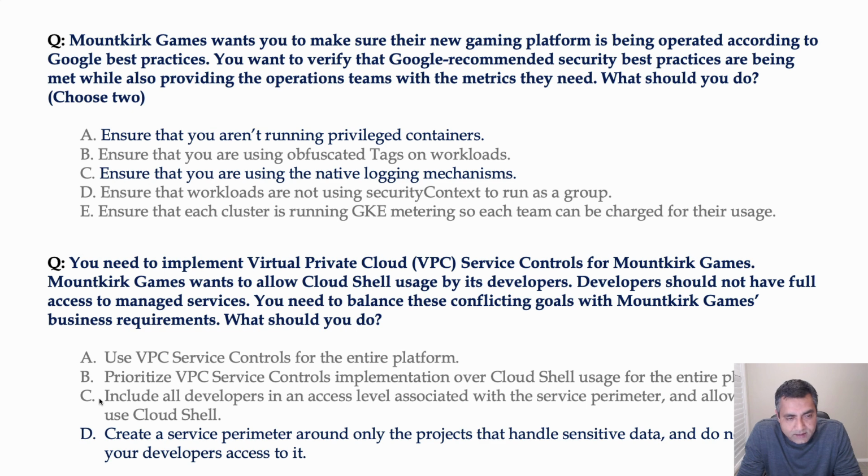C, include all developers in an access level associated with the service perimeter and allow them to use Cloud Shell. C is not correct because it works but does not scale. And we don't want to give users this much access. D, create a service perimeter around only the projects that handle sensitive data and do not grant your developers access to it. D is definitely correct because VPC Service Controls protect data and Cloud Shell facilitates rapid iteration of Google Cloud architectural changes.